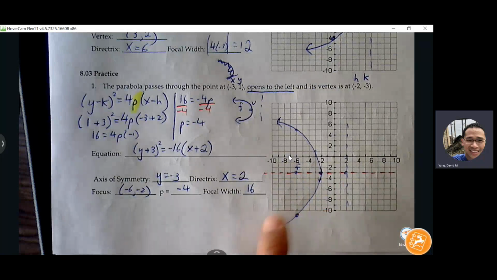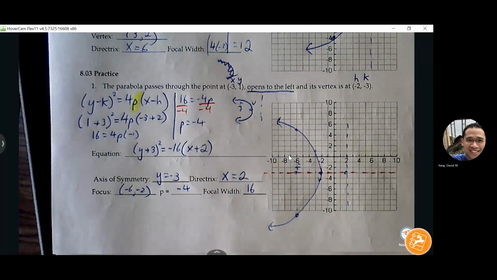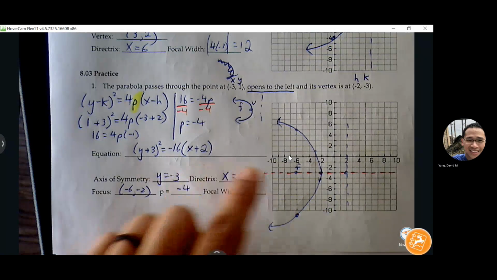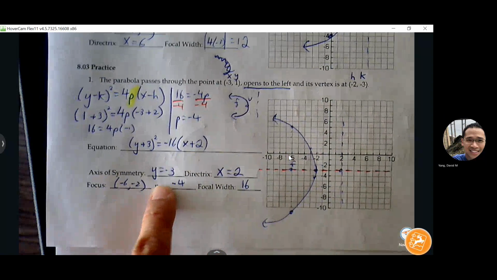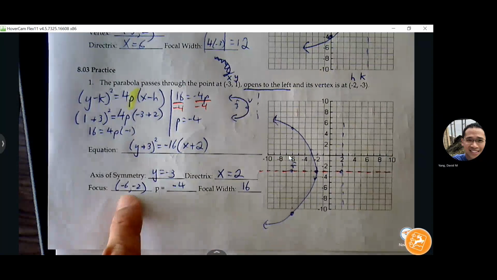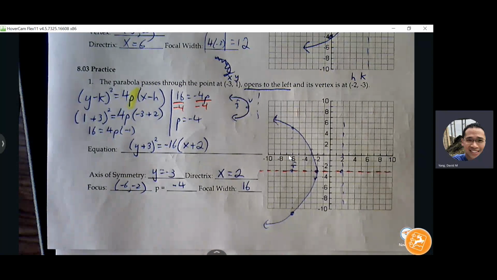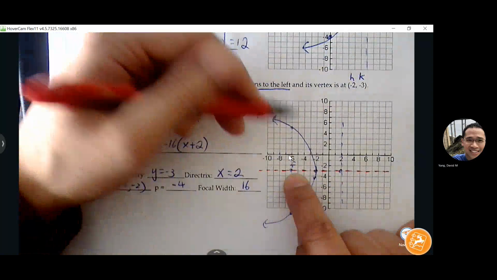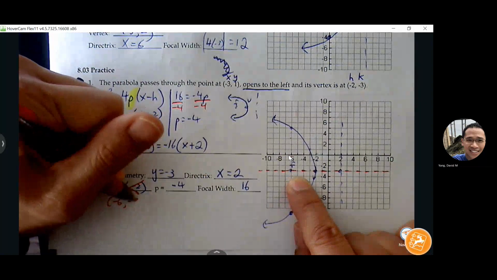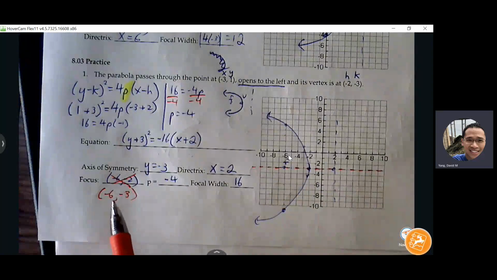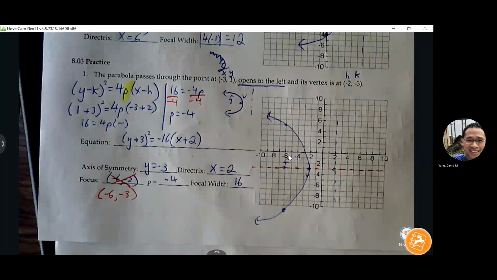Sorry, I put it down in -3, just put it on -2. Oh, -2, no, sorry, -2, -3. That's right. Oh, it's -6, -3, right? Is that what you guys got for focus? Yeah.